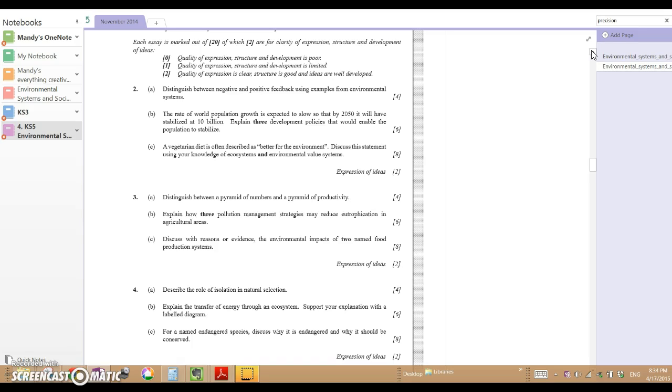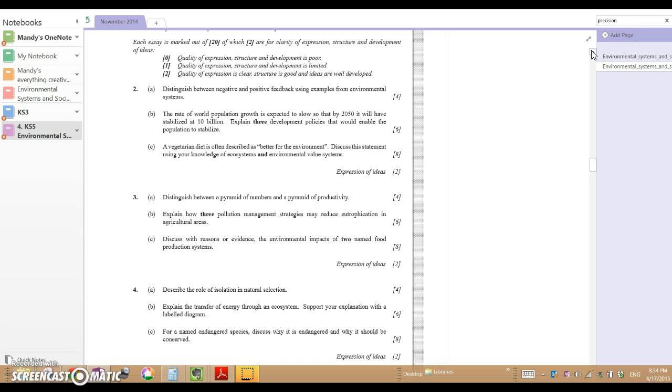Pyramid of numbers, pyramid of productivity, so this links to ecosystems. Pollution management strategies. Right, well this one's quite easy because I've got 3 pollution management strategies and it's talking about eutrophication, but because of the pollution management model, so I've got reduce, manage, and clean up.